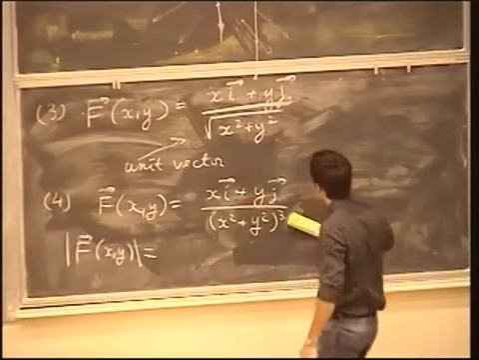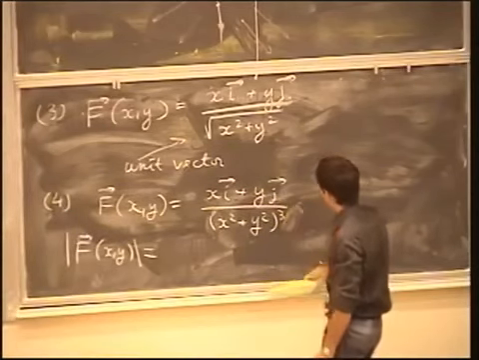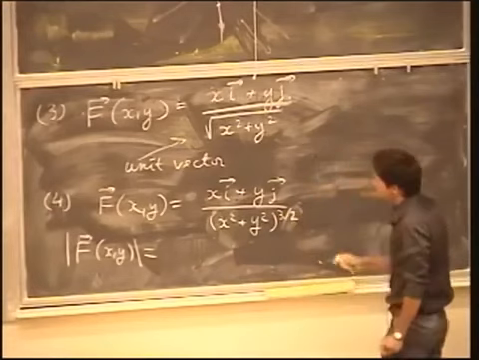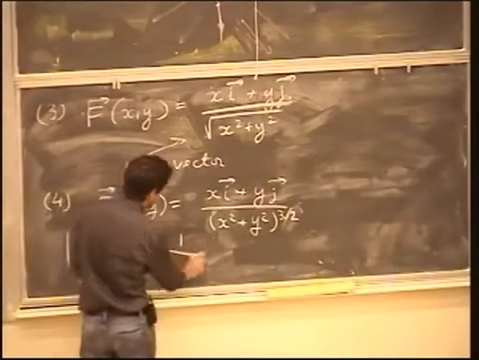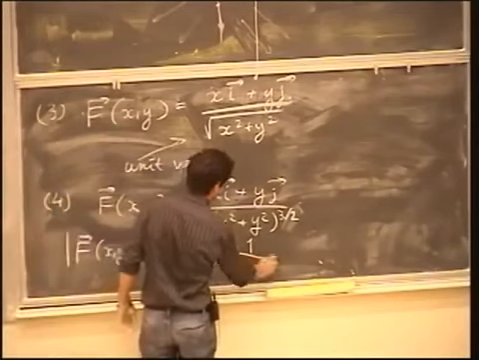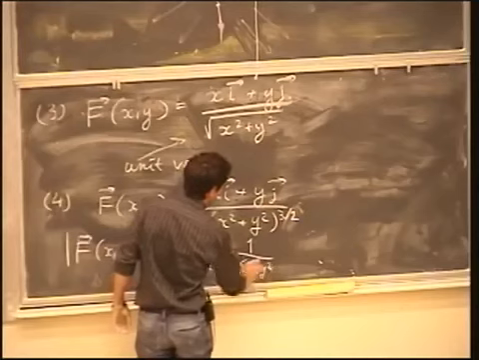No, actually, I don't want 3 over 2. How do I want it? I want twice the square of the length. That's right. No, it was correct. That's exactly what I want. So the magnitude would then be 1 divided by x squared plus y squared, right? Which is the square of the length.